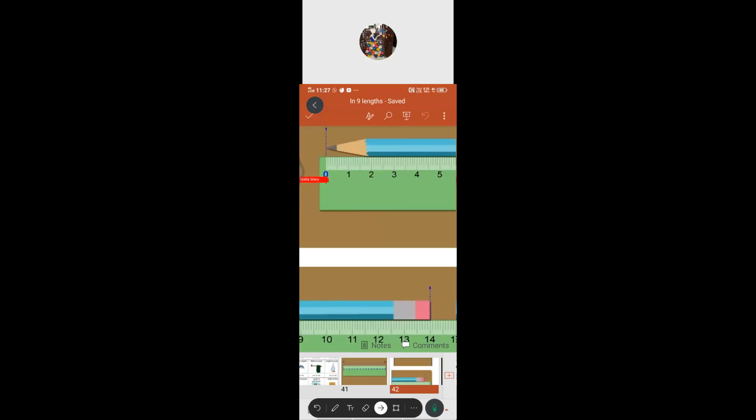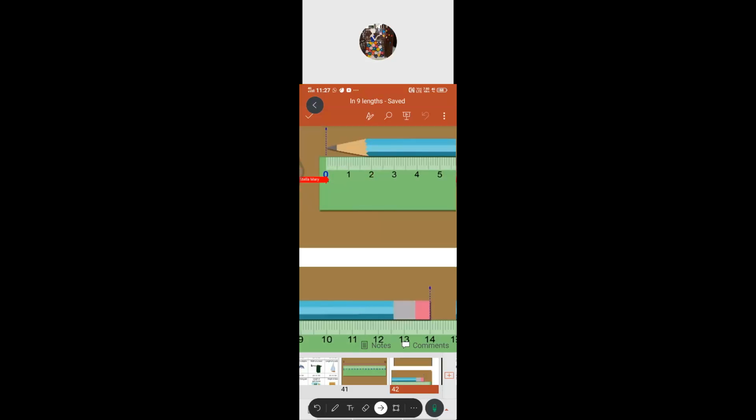In this way you have to measure not only a pencil but any object which has a certain length. So you have to keep the pencil on the table. Keep the ruler beside it. Just like this you have to keep. Both have to be like this. So you have to take care of both sides. Got it?